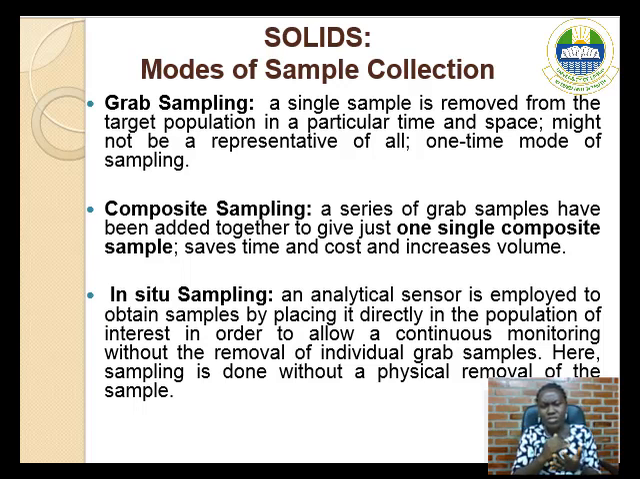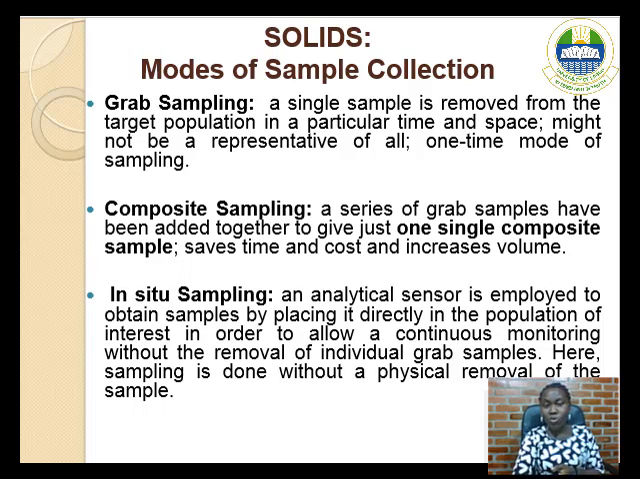Now, let's talk about the in situ type of sampling for solid sample collection. It's such that your analytical sensor is employed to obtain samples by placing it directly in the population of interest in order to allow continuous monitoring without the removal of individual grab samples. Take note, with grab, you take your sample out of your population. Composite, the same thing, but in situ it remains there, just like your thermometer. You put your handy thermometer inside your sample site. You don't have to take it off your population, and that's what we call in situ. Here, sampling is done without a physical removal of the sample.